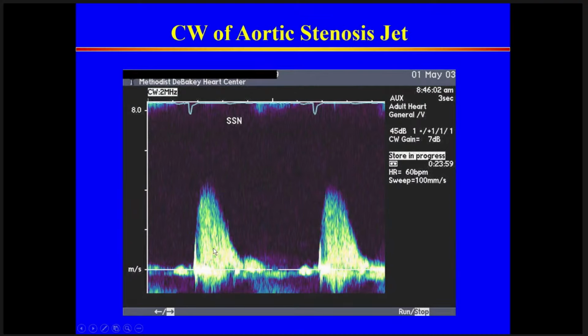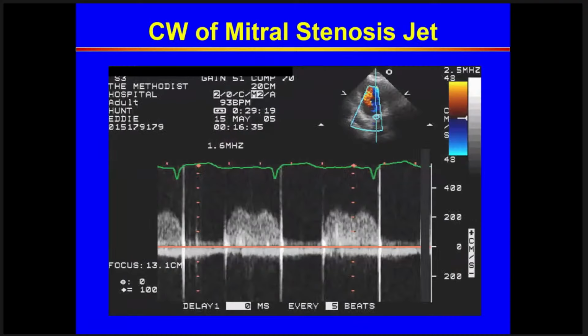An example of an aortic stenosis jet obtained from the suprasternal notch that you can look at, trace, and then use in the continuity equation to get the valve area, or use the 4V squared to get the peak gradient of the aortic stenosis jet. This is an example of a patient with severe mitral stenosis, and you have the flow across the mitral valve during diastole. You can trace this signal and you can get the peak gradient and the mean gradient as well across the stenotic mitral valve.